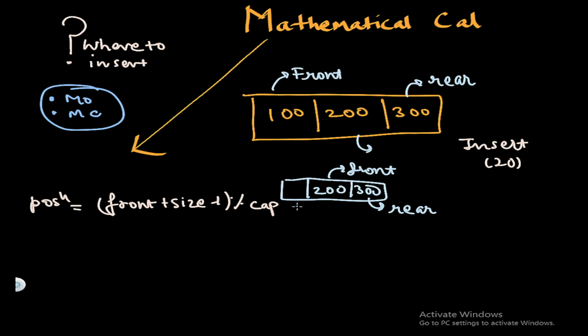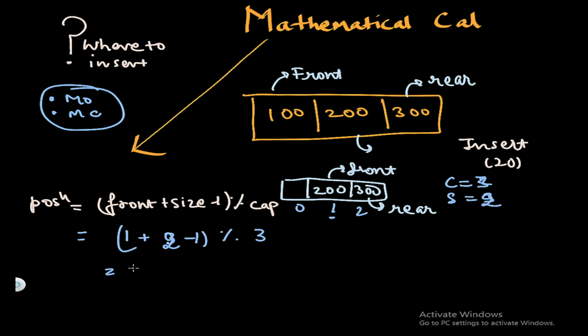Now 0, 1, 2, the capacity is 3 and the size is 2. Okay, this is the current position of our queue. So the position would be front, which is 1. Here the index of front is 1, the size is 2, and minus 1. Modulo means remainder. The capacity is 3 and the size is 2, so it would become 2 modulo 3. 2 modulo 3 is 2 over here.